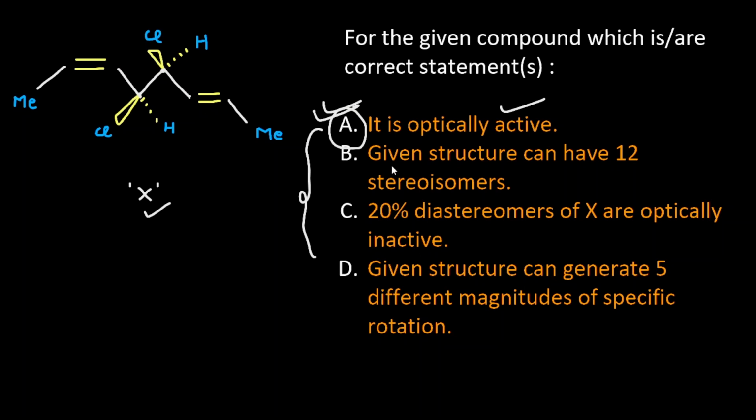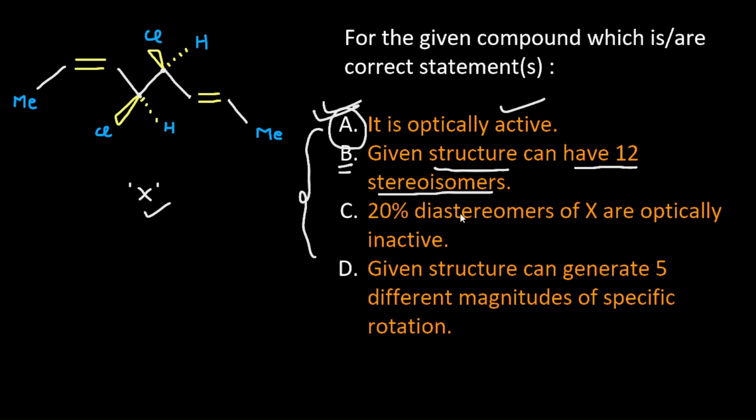Now, coming on to option number B, let us see what it speaks about. It says that the given structure can give rise to 12 stereoisomers. Now, this is very important. The option is not about the three-dimensional configuration. The option is not about the three-dimensional arrangement. The option is about the connectivity of the atoms with each other.